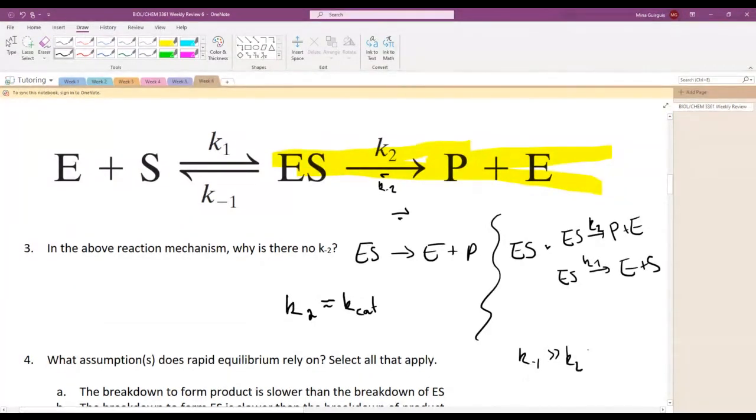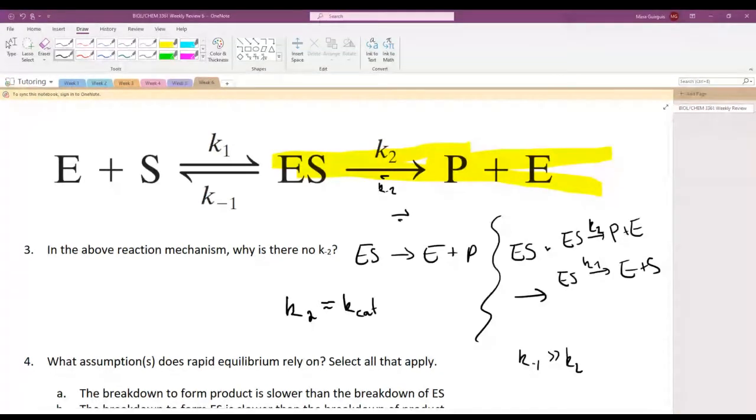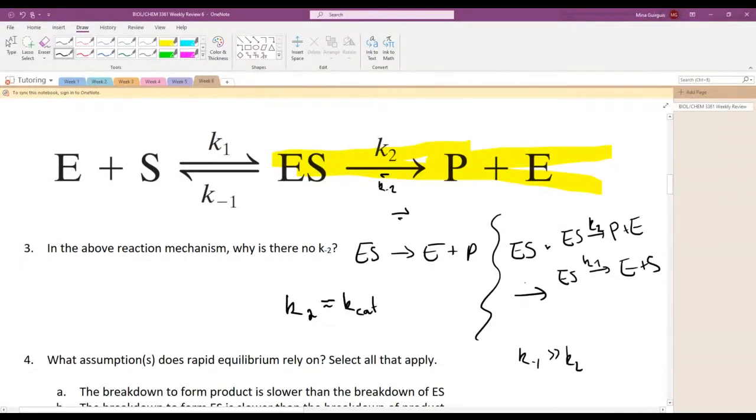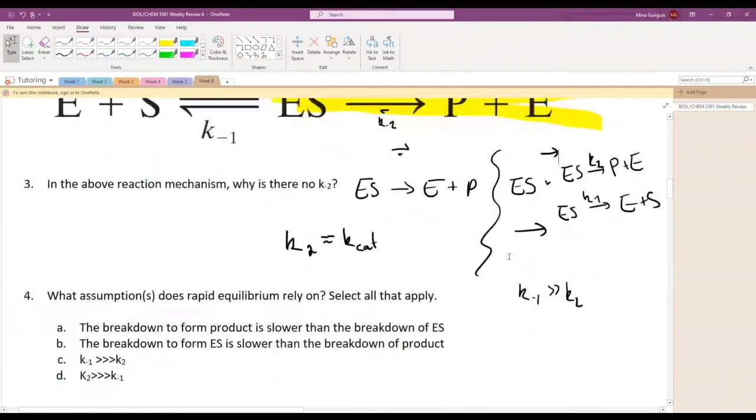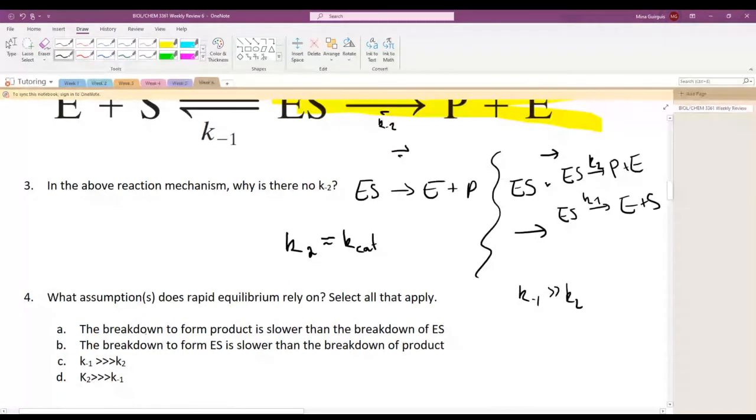So when K-1 is significantly greater than K2, this reaction is the major reaction that happens. In other words, the reaction to form product is slower than the breakdown of the enzyme substrate complex. I don't like the term breakdown in this case; the way that I think about it, the reaction to form product is slower than the breakdown of the enzyme substrate complex. Okay? So let's think about what that means. I think that's a little bit clearer.